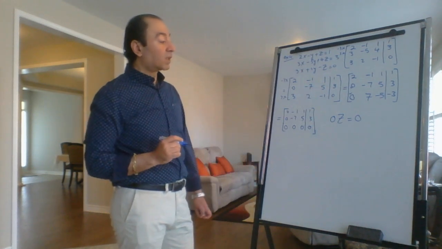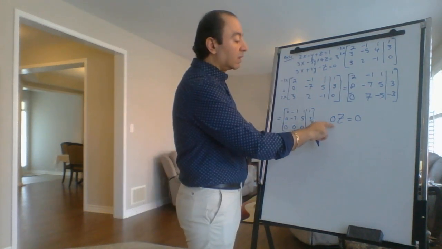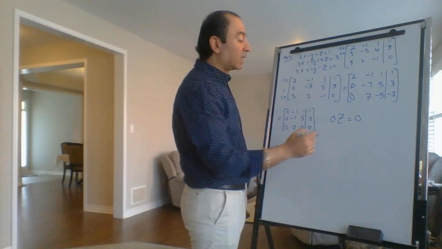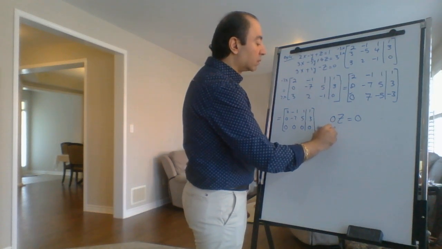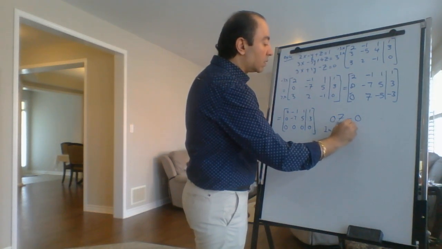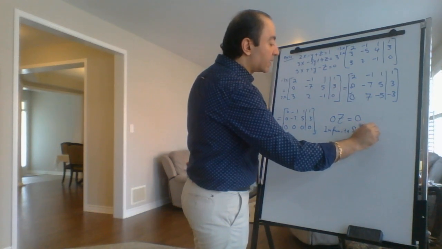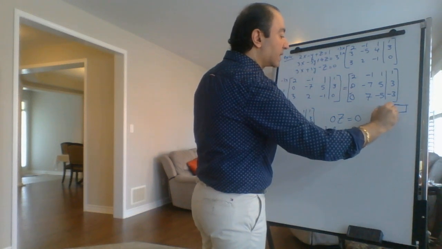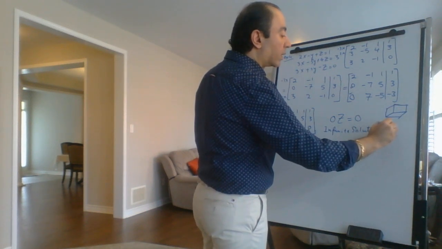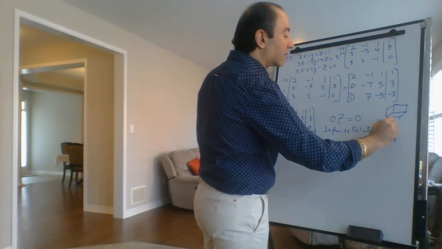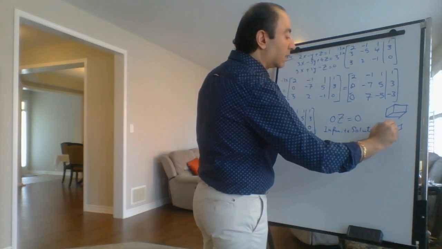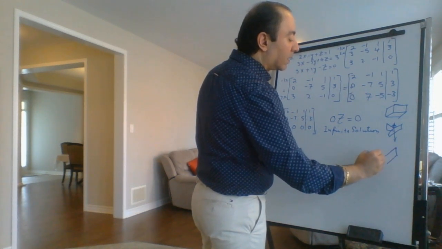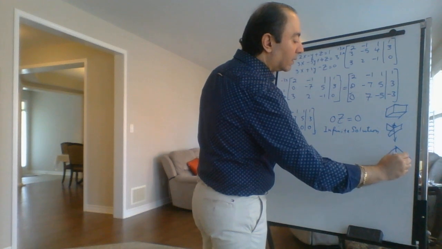What does that mean? What is the value I can use for z to multiply to 0 and I get a 0? Any value. So that means we have infinite solution. So which case is this? Is it this case? Is this has infinite solution? Or this case? Or this case?